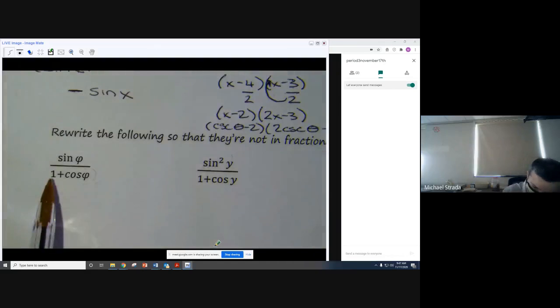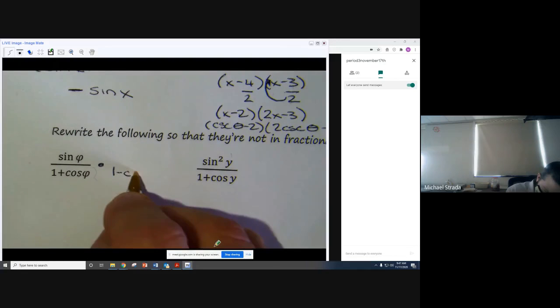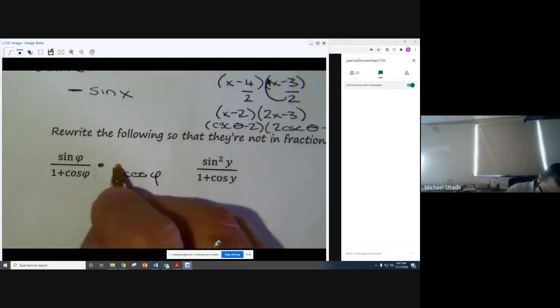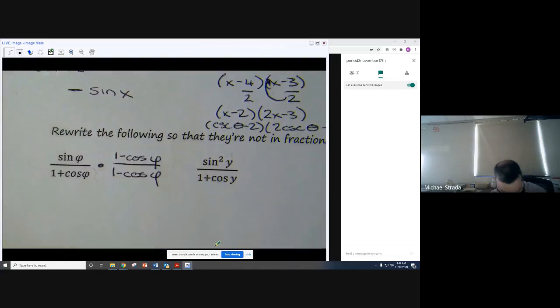When it's an expression like this, 1 plus something or 1 minus something, you multiply by the conjugate. So I multiply top and bottom by 1 minus cosine.